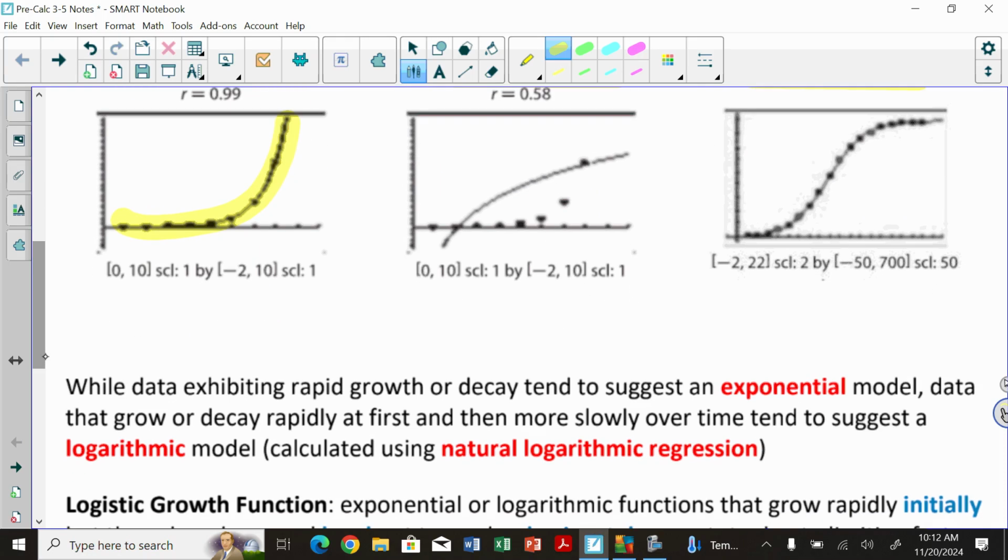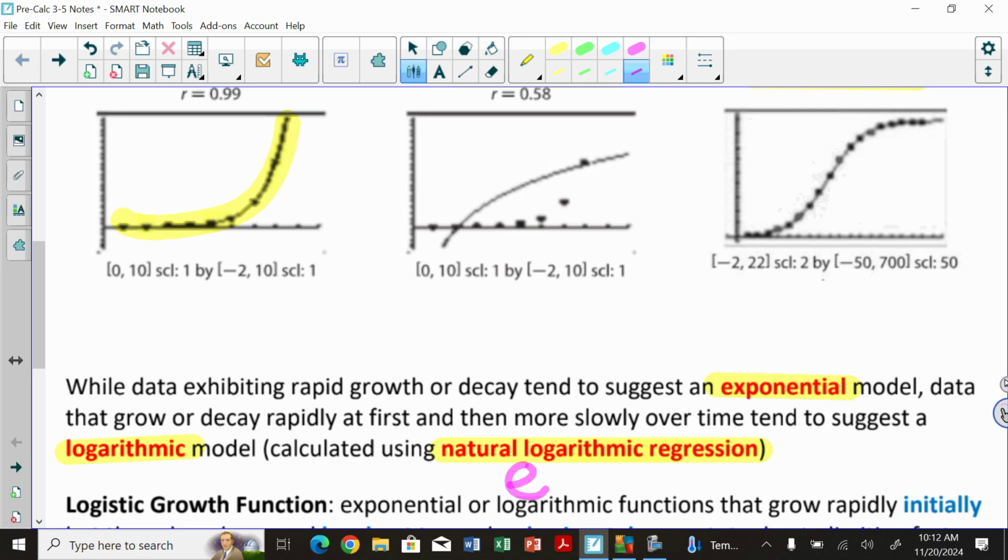Okay, so when we talk about growth or decay, a lot of times we suggest an exponential model because we think it's going to grow very rapidly or decline very rapidly. But sometimes when it goes rapidly right away and then goes slowly over time, that might suggest a logarithmic model. And we calculate those by using the natural logarithmic regression. Remember, natural regression means that we're talking about our buddy e when we talk about natural logs. Okay, that would be the base of e.